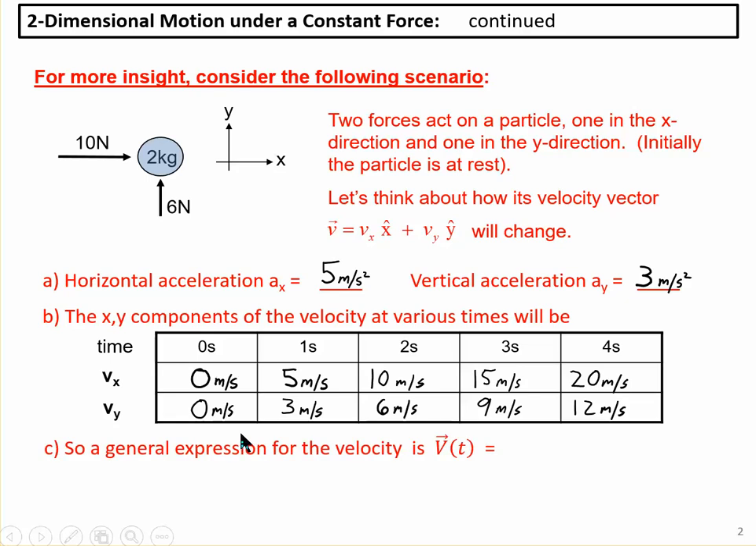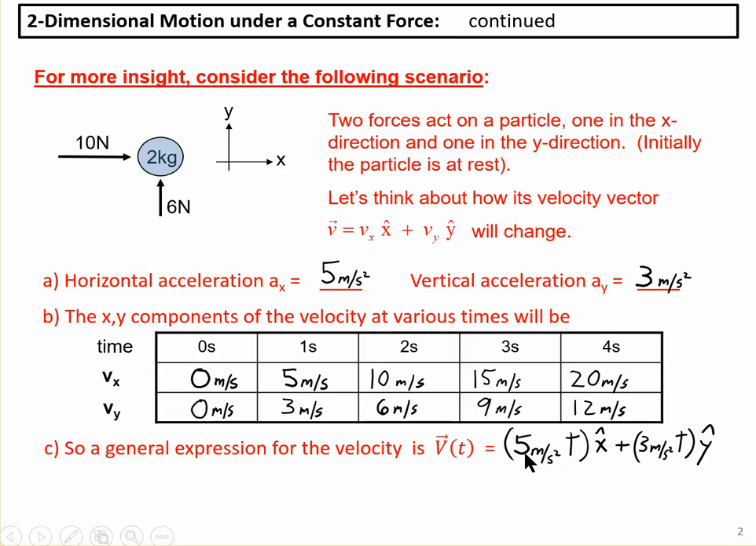But here's the key point. We can write down an expression for the velocity of this object, and we did it by looking at how the horizontal forces affect the motion and how the vertical forces affect the motion. So let's look at this chart here. If I want to write down a general expression for the velocity vector, both the horizontal and vertical components, we can write that as follows.